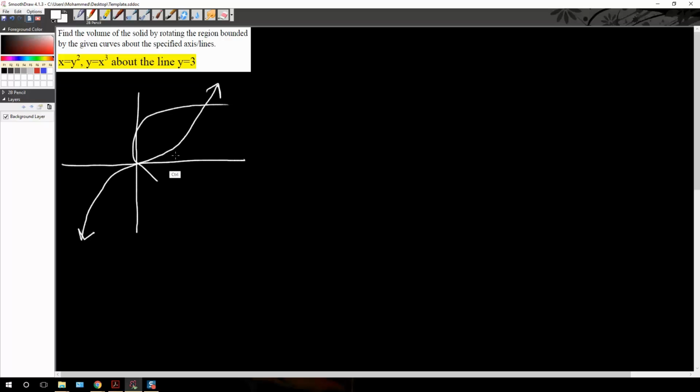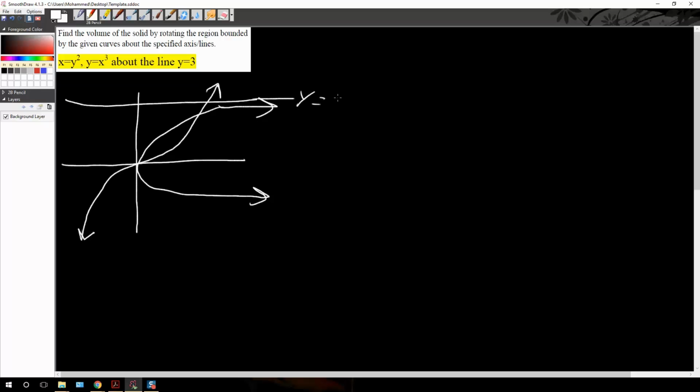So the first thing we want to do is graph what we have to get a general idea. If we do y equals x cubed, it would produce a graph like this. And now we graph x equals y squared, and that would produce a graph like, oops, not that. It would have to hit the center, like this. Just a rough sketch. Okay, about the line y equals 3.